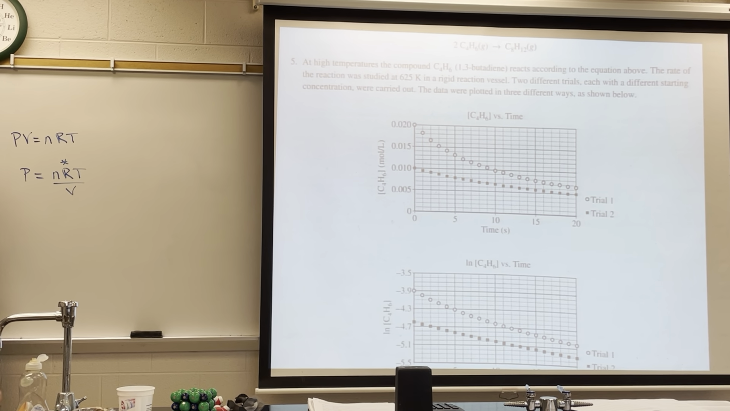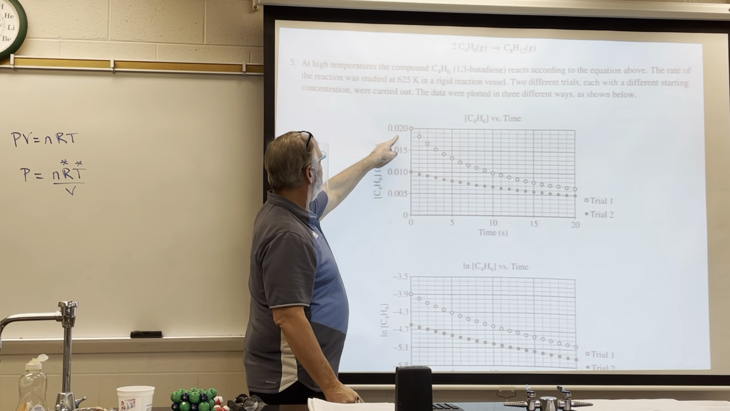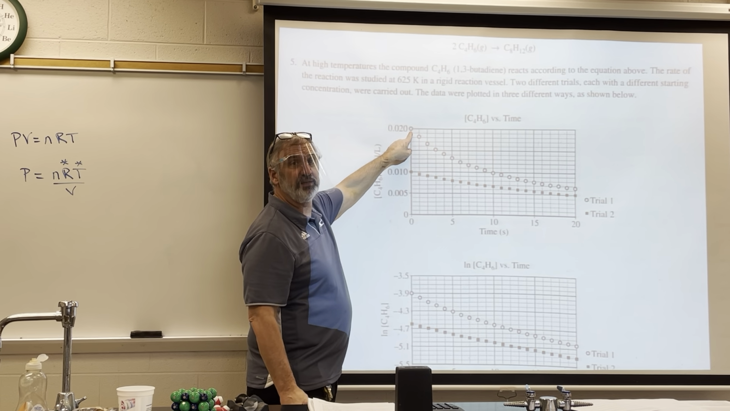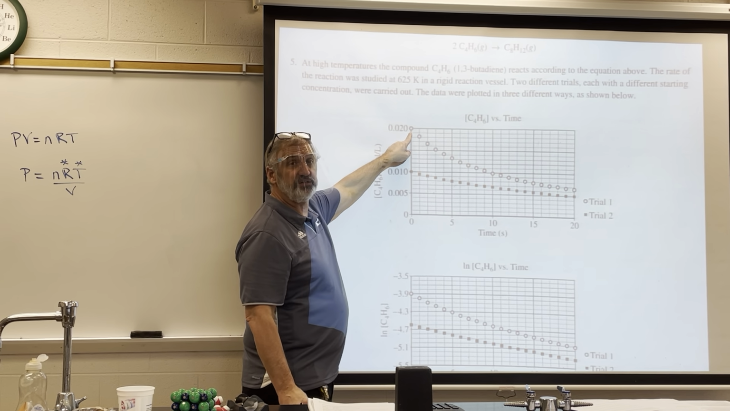Obviously, I know R, 0.0821. I know temperature, 625 K, but I don't know n or V, or do I? N is moles, V is liters, so the molarity is your n over V. How do I know the molarity to start with before anything reacts? The initial molarity is right here, 0.02, right?